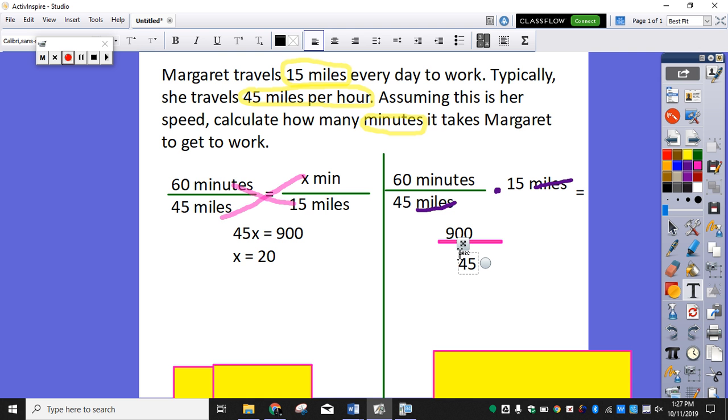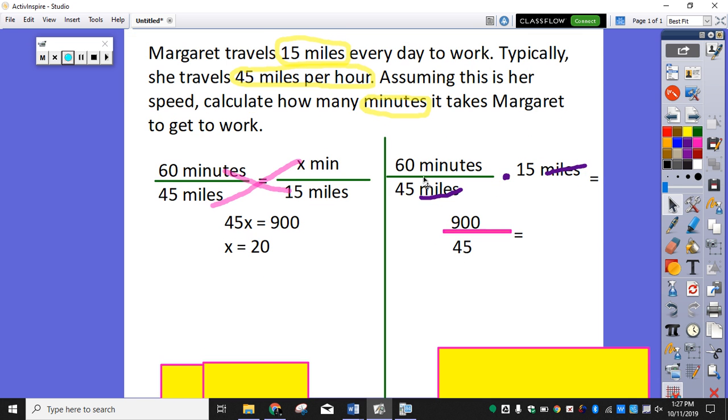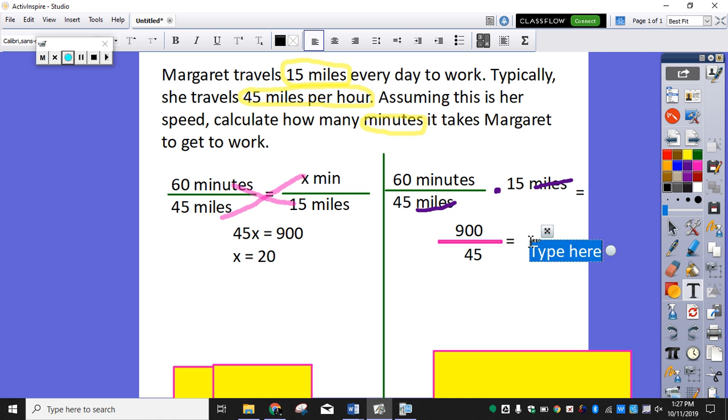So it's the same math as I was doing on the left side, but it may make more sense in your brain to think of it as multiplying by unit conversion rather than proportion. Either way, you get 20 minutes.